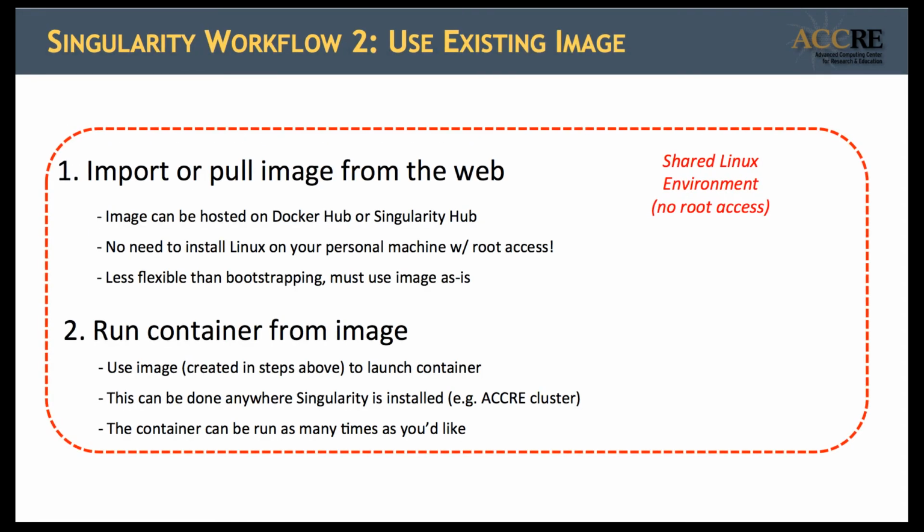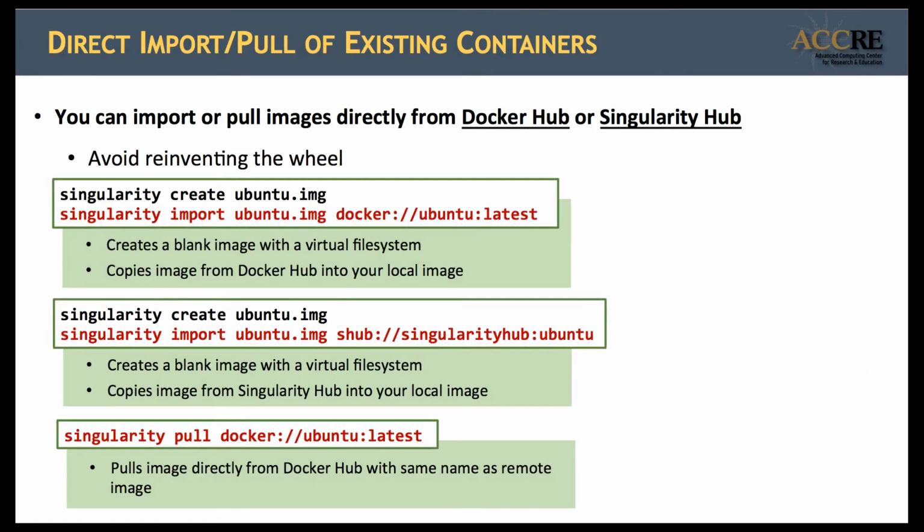Using an existing image, the advantage of this is that you don't need to have your own personal Linux box with root access. So if there's an image that already exists on Docker Hub or on Singularity Hub and you just want to use that exact image, then you can pull it down directly using a few commands that I'll talk about in the next slide, and then run that container from your image. So if somebody has already built a container that has the software you want to use, you can just grab that.